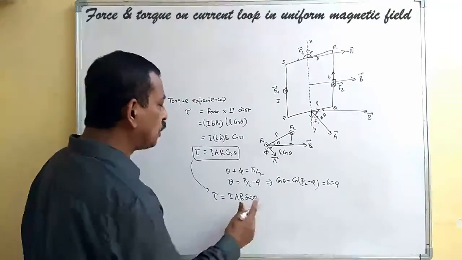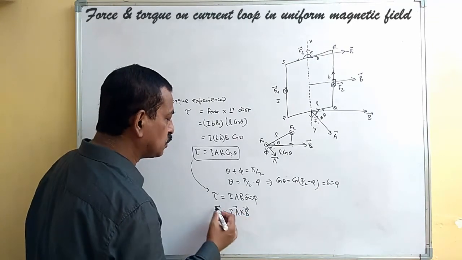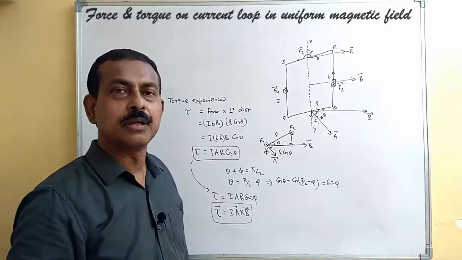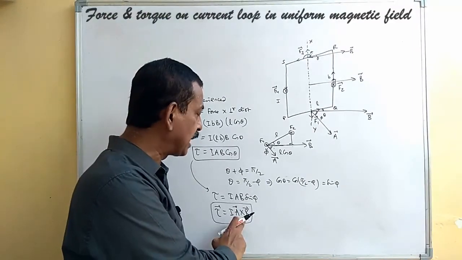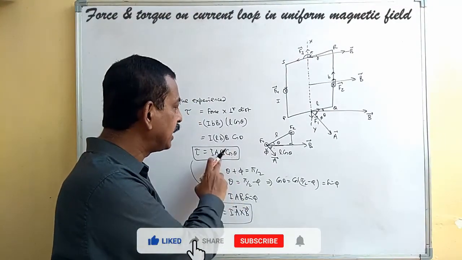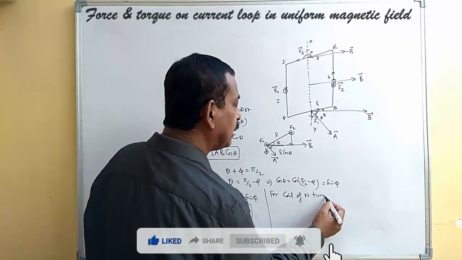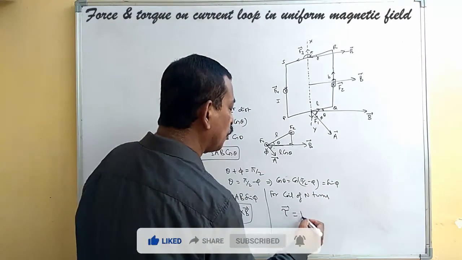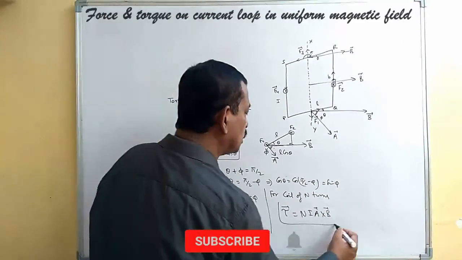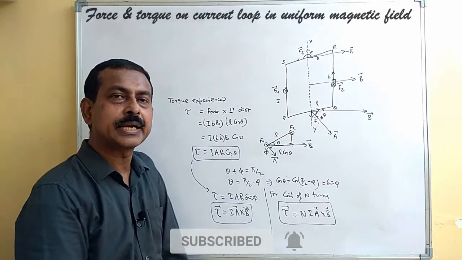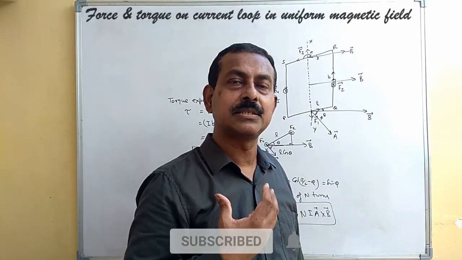And if you have written in this form, definitely torque in vector form, you can write it as your IA cross B. Because here phi is now angle between vector area and magnetic field. We cannot write that one as A dot B because theta is not the angle between vector area and magnetic field. For coil of N turns, the torque will be given as your NIA cross B. So this is the expression for the torque on a rectangular coil suspended in a region of magnetic field and it is carrying some current.